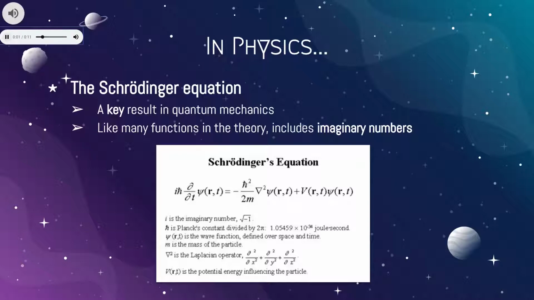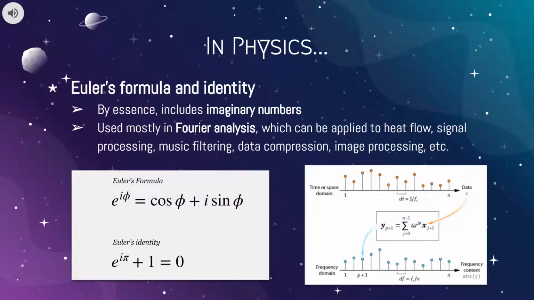For example, the fundamental equation in quantum physics, the Schrödinger equation, has an imaginary number in it, and the solutions to the equation are inherently complex numbers. Imaginary numbers are also incorporated into Euler's formula. Euler's formula is essential in the subject of Fourier analysis, which finds major applications in the study of heat flow, signal processing, music filtering, data compression, image processing, as well as many other areas in the field.